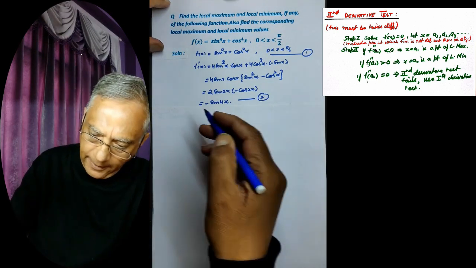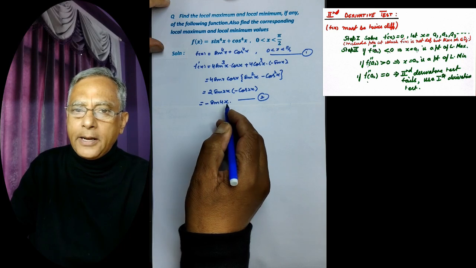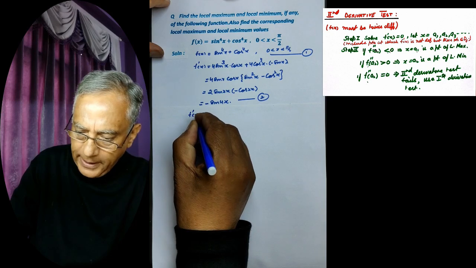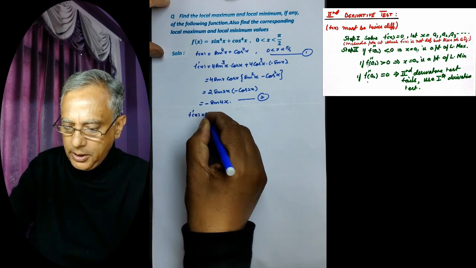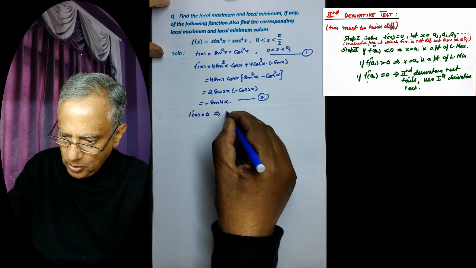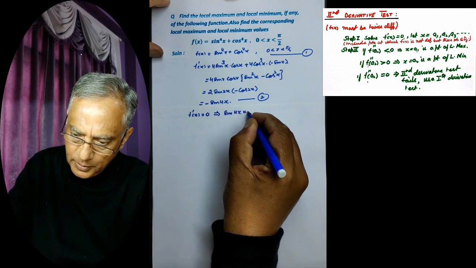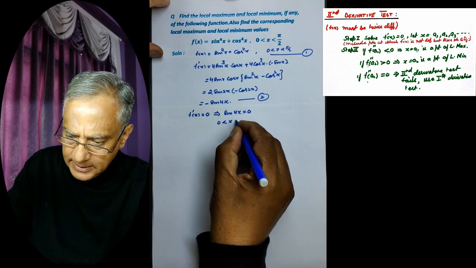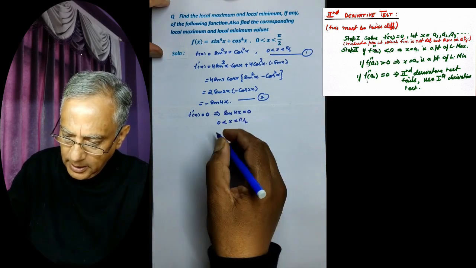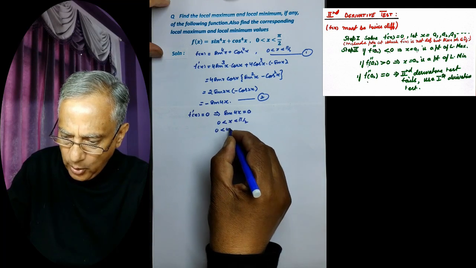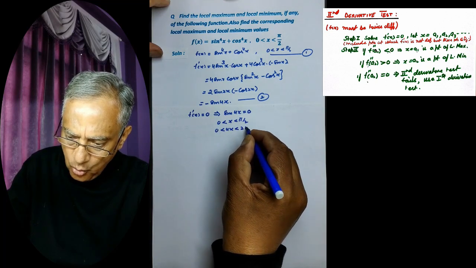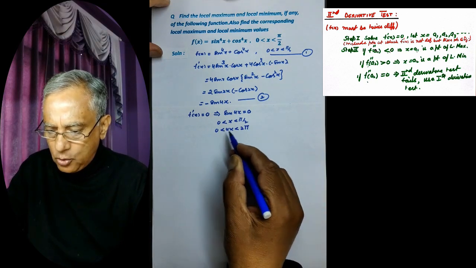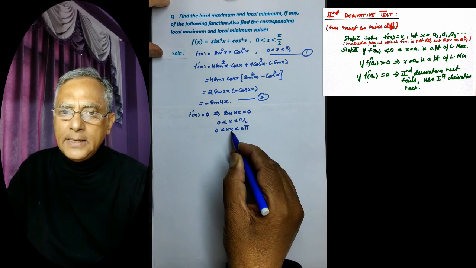Now we put f dash x equal to 0 to find the critical or extreme points. So f dash x is equal to 0 implies sin of 4x is 0. Now x lies in this interval, 0 is less than x is less than pi by 2, and therefore 0 is less than 4x is less than 2 pi. So we have to find the points between 0 and 2 pi at which sin 4x is 0.